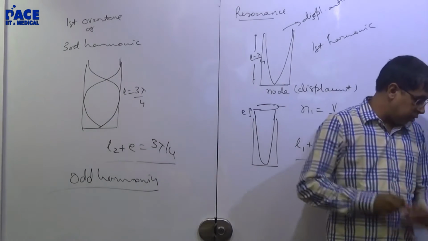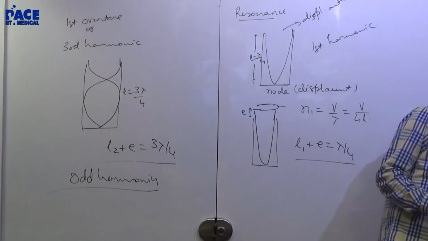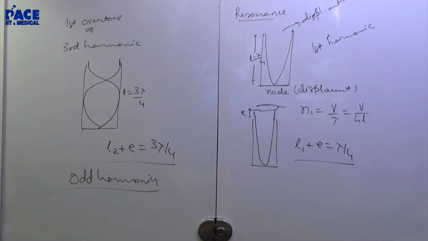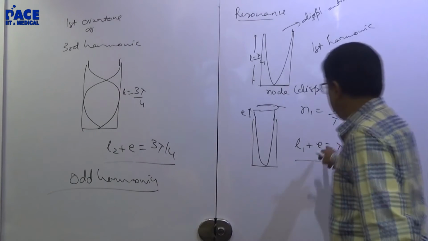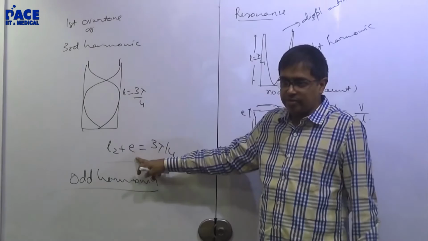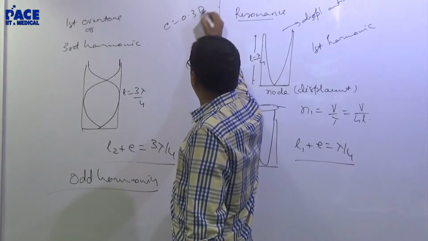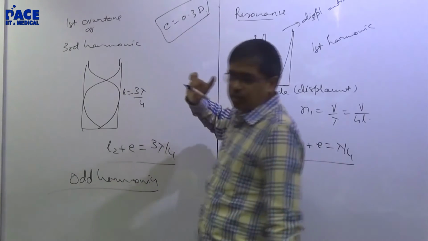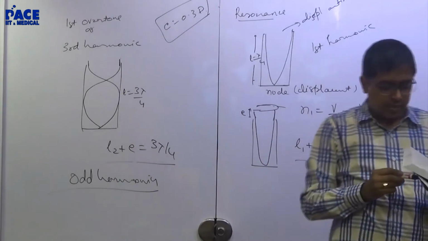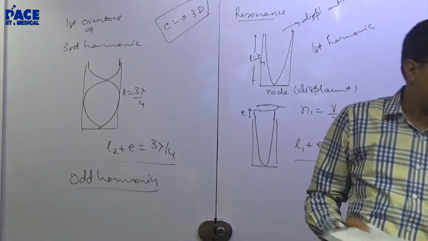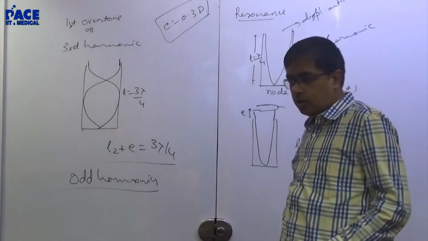You have a problem on this. Take it down till here. End correction is 0.3 times the diameter if nothing is told. Generally, if they give you two equations, then calculate the end correction from that. End correction is 0.3 times the diameter is an approximation which generally happens. But that you will take only if all your doors are closed, if two equations are not given.